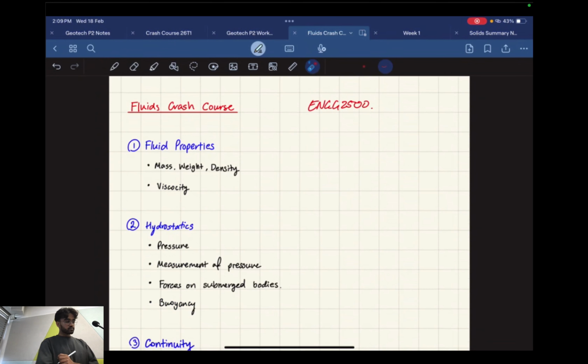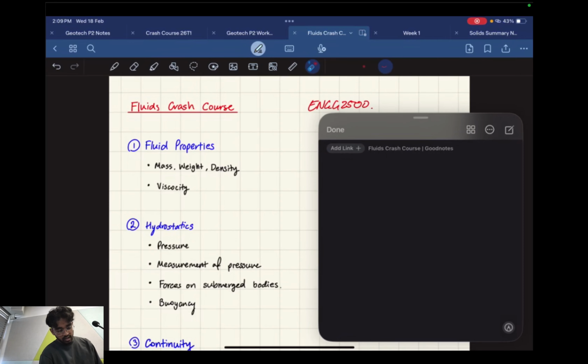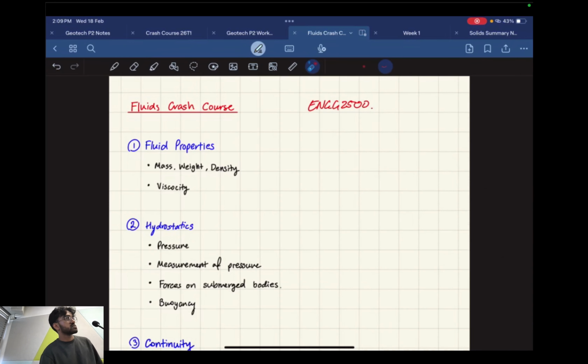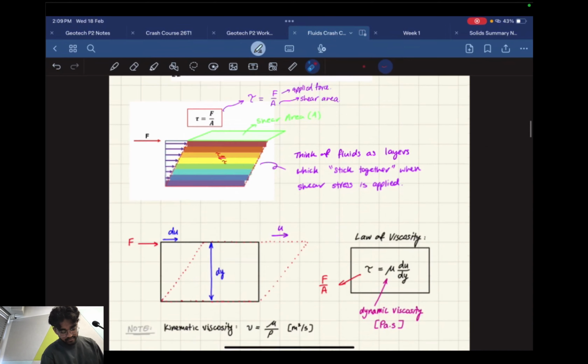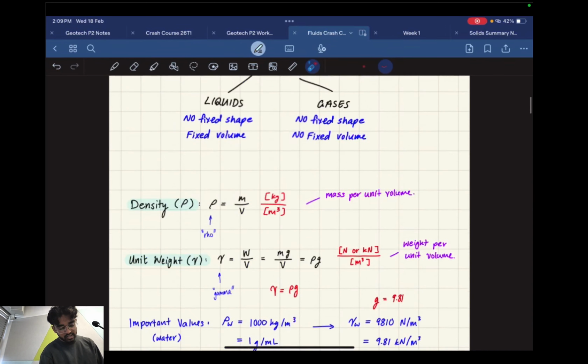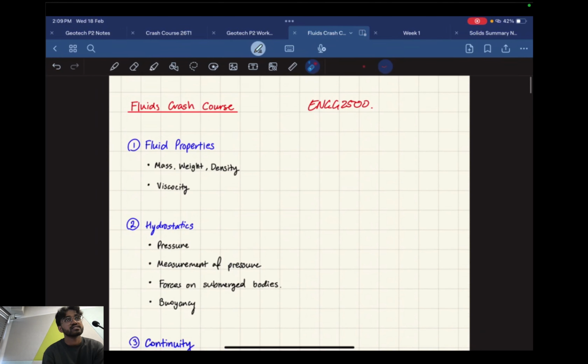So fluid properties, we're pretty much just talking about the properties of fluids. It's in the name. Mass, weight, density, as well as viscosity. It's a bit of a weird one. Anyone know what viscosity actually is? Yes, that's a pretty good way of putting it. It's the resistance to flow. It's how flowy it is, essentially.